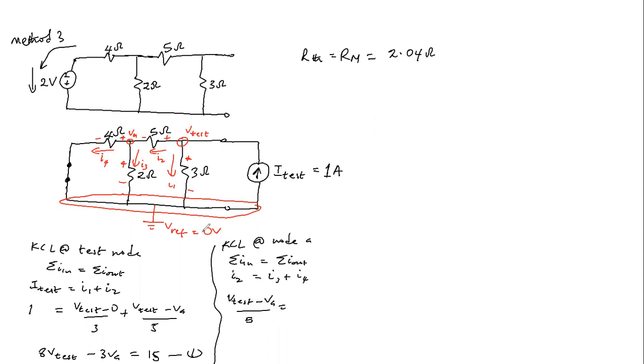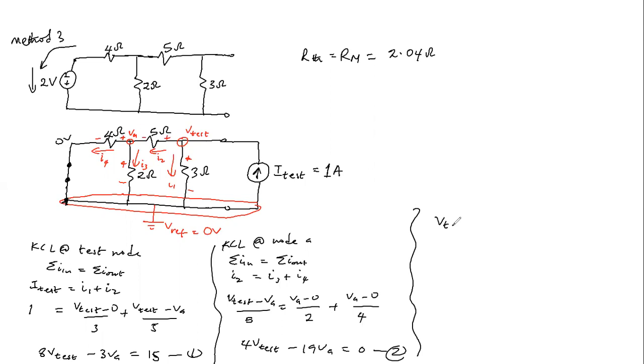Then I3 is VA minus 0, divided by 2, plus VA. Now the reference voltage here is 0 volts because it's with respect to the voltage at the reference terminal. So that will be 4. That will be VA minus the reference voltage, which is 0, divided by 4 ohms. By further simplification, we get V test minus 19 VA is equal to 0. That's our second equation. So by solving for V test in these two equations, we have V test to be the same as 2.04 volts.